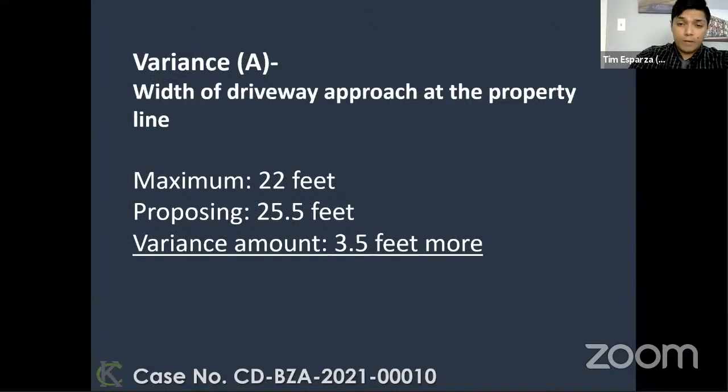The current code requirement allows a maximum 22-foot driveway approach at the property line. The applicant is requesting a 3.5-foot variance from this requirement in order to build a 25.5-foot wide approach. And with that, I conclude my presentation. Thank you, Tim. Of course.